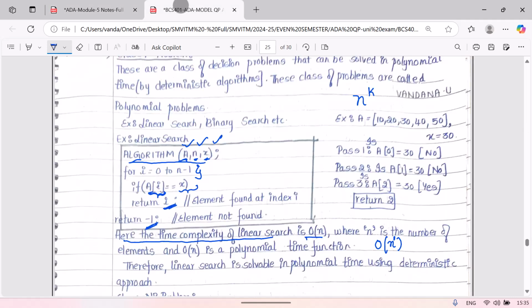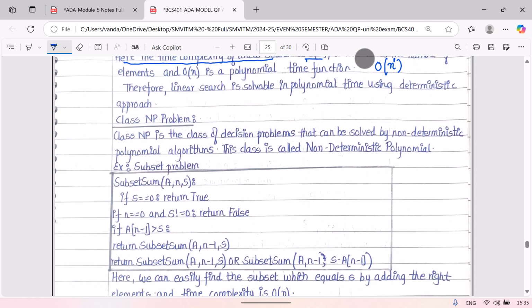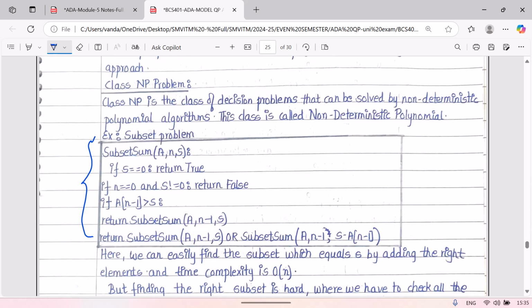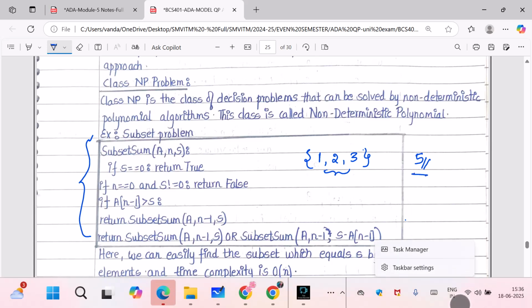Non-deterministic means what? We discussed already. That means for the same set of inputs, the output will look different. See the example that I have given. The example that I've given is the subset problem. Why do you think subset problem comes under NP problem? When you're finding a subset, you have these elements, and you have to find the sum. You have to find which elements can be combined in order to get this sum.